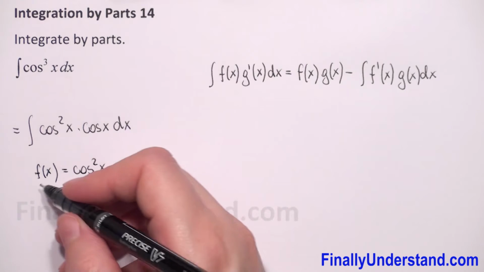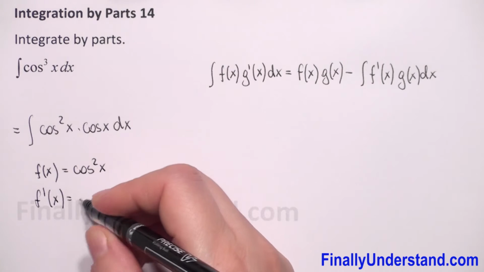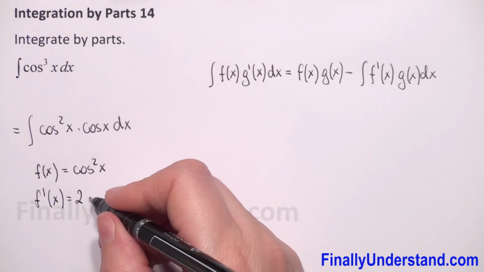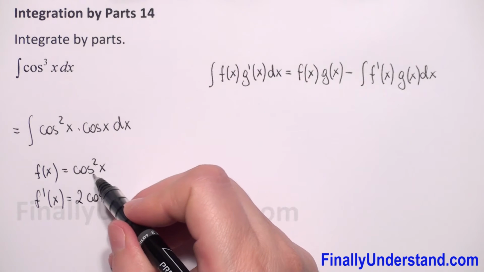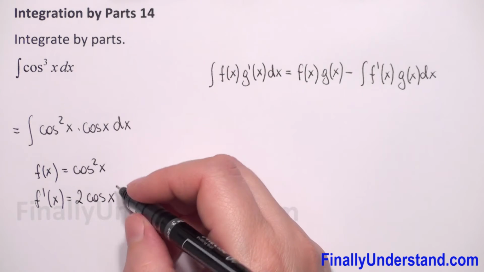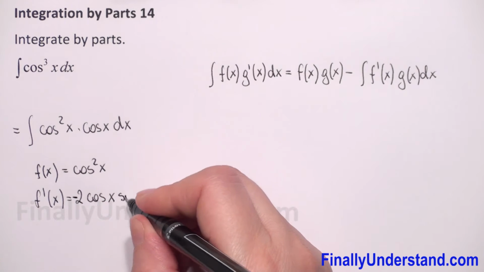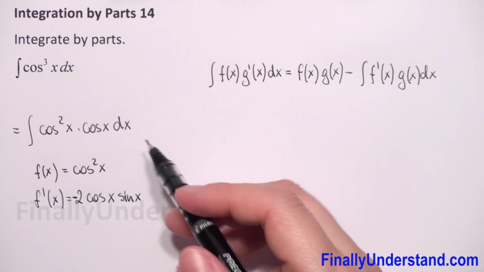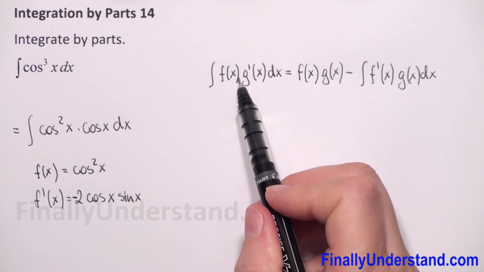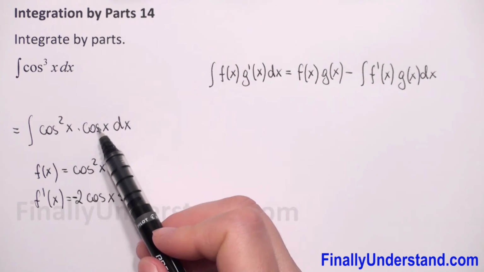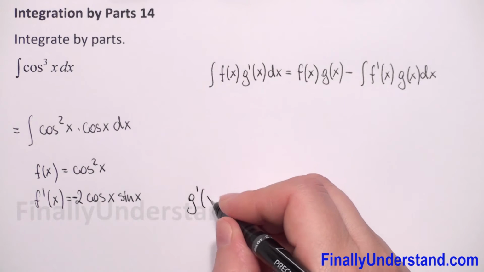So now when I take the derivative, we will have f prime of x is equal to 2 times cosine of x, and the derivative of cosine is negative sine. So I will put this negative before 2 sine of x. Whatever is left is our g prime, because we need this formula. We just put that f of x is equal to cosine squared, so cosine x is left. This is our g prime.